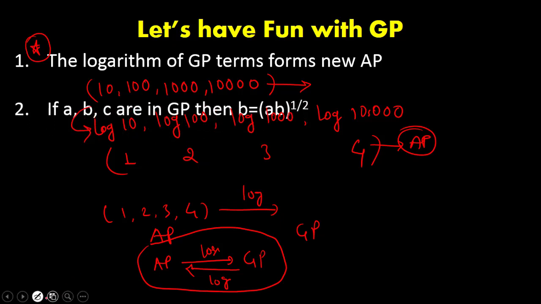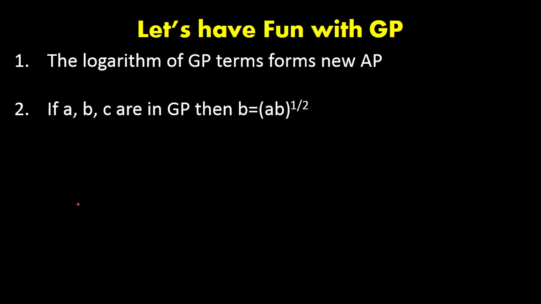So next is what? If A, B, C are in GP, then B is under the root of, sorry, it is not AB, it should be AC. Okay, under the root of AC. And this B is known as a geometric mean. We'll see all the 3 means in the next upcoming videos.